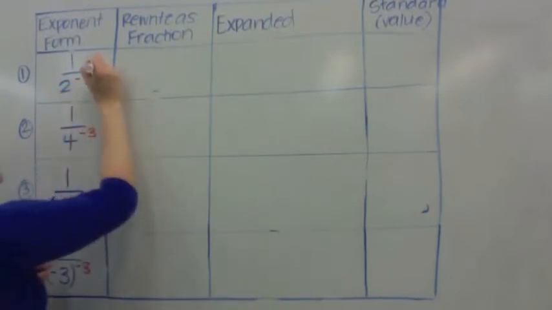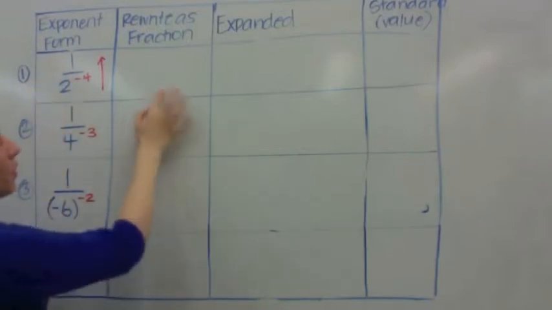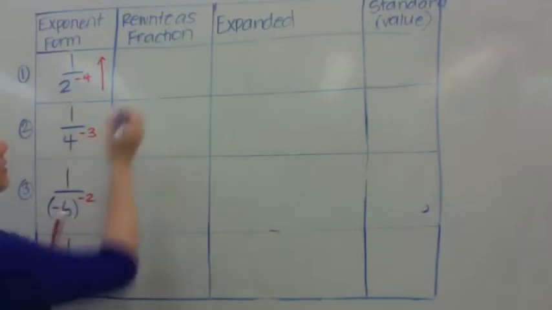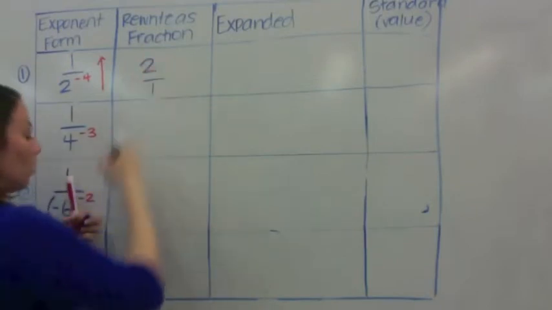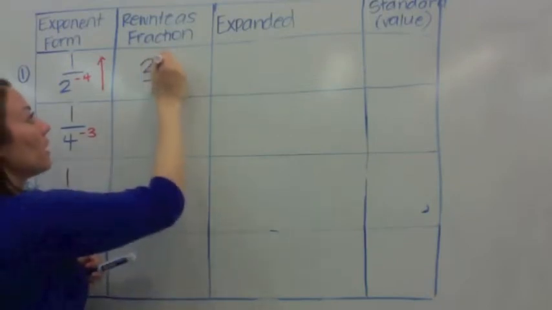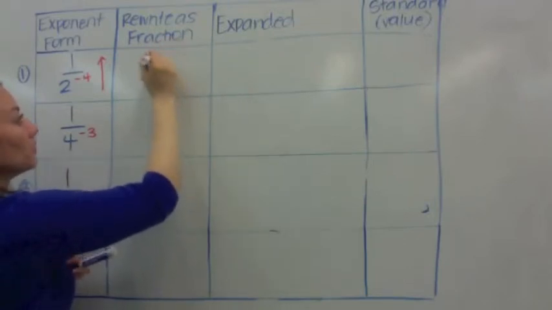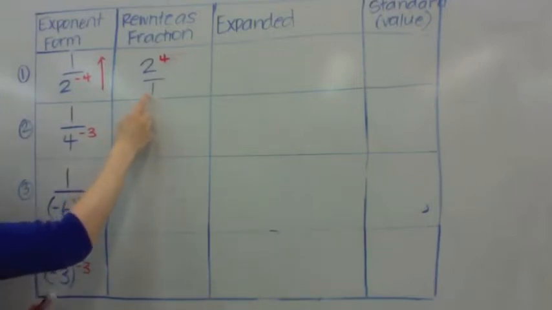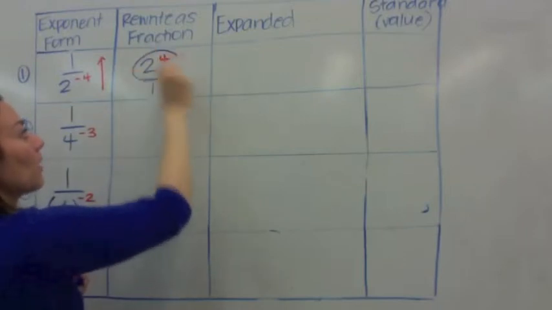So we're going to do this. We read this as 1 divided by 2 to the power of negative 4. So when we move it up, 1 is really at the bottom, and it becomes 2 to the power of positive 4. Now you do not need that 1 there. All you have to do is expand the top part. That's all you have to do.